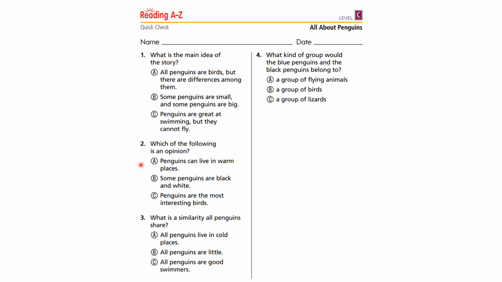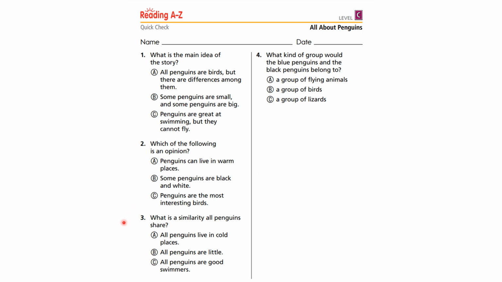Well, if we look at A, penguins can live in warm places. That's true. That's a fact. The story did tell us that penguins can live in warm places. And if you look at B, some penguins are black and white. That also is true. If we look at C, it says penguins are the most interesting birds. Well, boys and girls, that's an opinion. If you said C, you're correct. Because you may think that penguins are the most interesting birds, but I may not. I may think a cardinal is the most interesting bird. So C is the opinion.